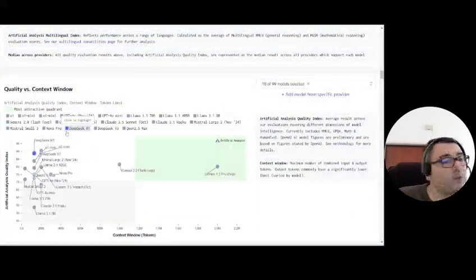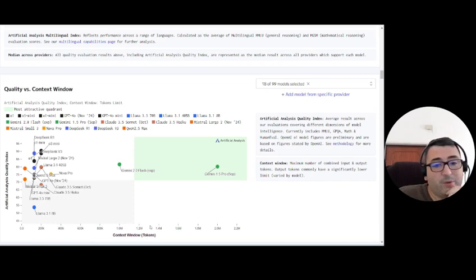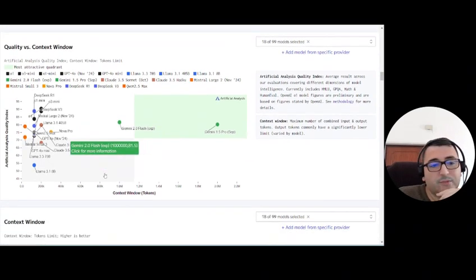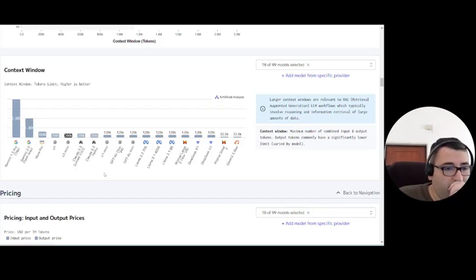We have quality versus context window, and we see the model Gemini 2.0 Flash Experimental. On the context window, we can see that Gemini leads. Next come the three Claude models, but Gemini is leading on this.